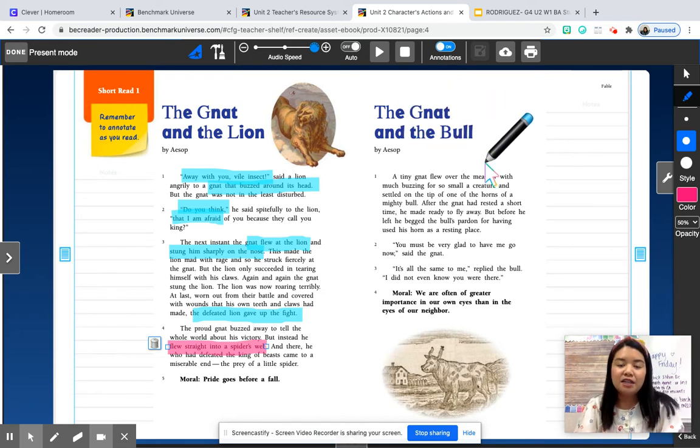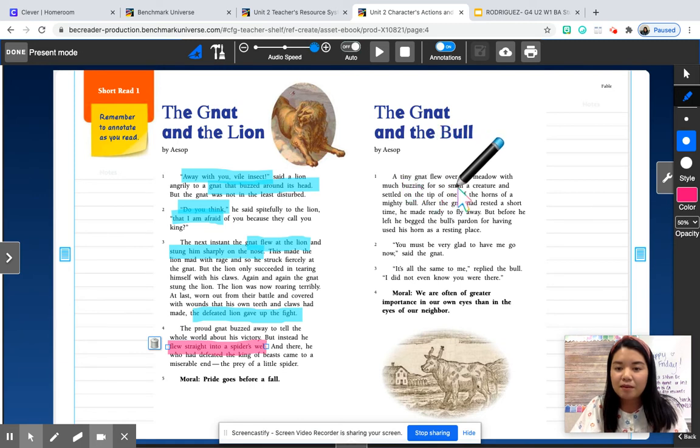The 2 characters here now are the gnat and the bull. A tiny gnat flew over the meadow with much buzzing for so small a creature and settled on the tip of one of the horns of a mighty bull. This sets the setting for me. I know that the gnat landed on the bull's horn, and that's how they first meet. And so I think that's important, and I want to highlight that, okay?